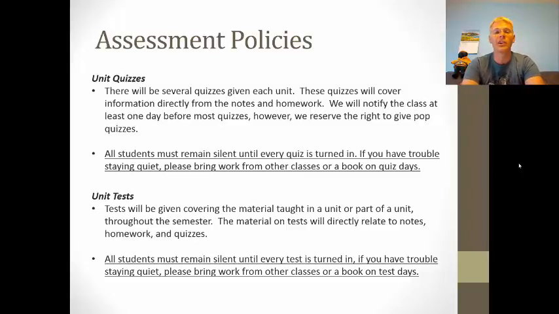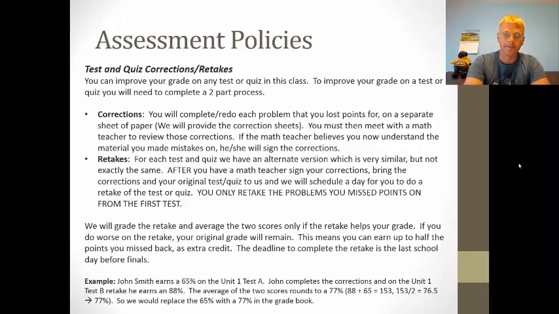Okay, one important thing to notice is that I do expect you to stay quiet and be respectful of your students that are still taking their assessments if you finish early. So please bring a book to read. Please bring other work to work on in class. If we're doing flipped lessons, you'll have a video that you can start watching on your phone. My biggest thing is just be respectful of the other students, have something to do.